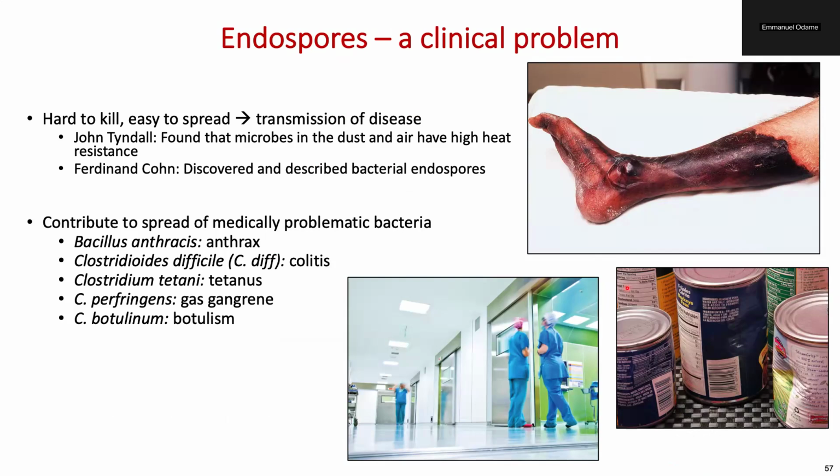But there is a problem with endospores, because they are very difficult to kill and very difficult to eradicate. For that reason, they are easy to spread because they are mostly small in size too. And as you can appreciate, someone who has been infected by endospores, you can clearly see that their life doesn't look good. So they contribute to the spread of medically problematic bacteria. Some bacteria that produce endospores include Bacillus anthracis, which causes anthrax, and the list goes on and on. They are resistant to boiling water, soaps, disinfectants, you name it.